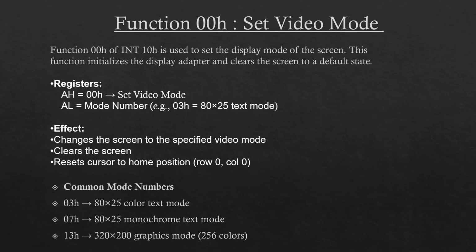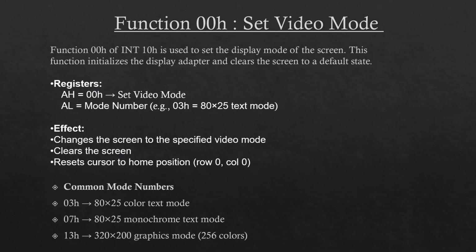So we'll first see function 00H, that is the set video mode. It is a function used to set the display mode of the screen. When we store 00H in AH, it tells that we want to set the display mode of the screen, and AL stores the mode number, that is which video mode we are going to use. So it changes the screen to the specified video mode and clears the screen.